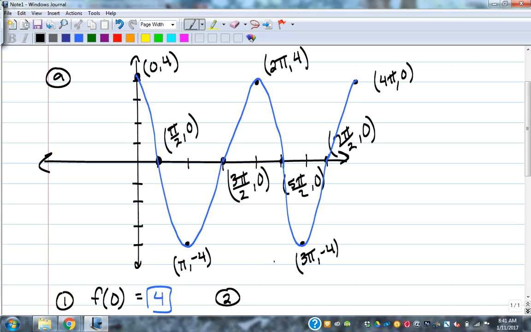Question number 2. F of 3 pi over 2. What's the 3 pi over 2? It's what coordinate? X or y? It's an x coordinate. So the y that goes with it is 0. That's why it's 0. Given something like this, they're giving you the x value. They want the y value that goes with that. That's what they're asking for there, without saying a whole lot, just using that notation to help you.